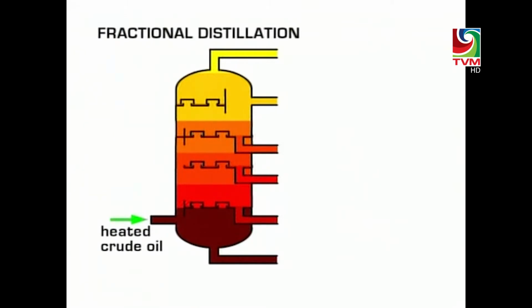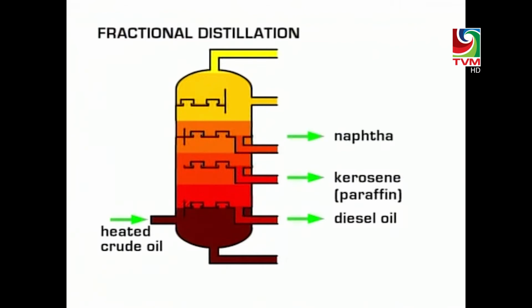Starting at the bottom, where it's hottest, the heaviest fraction with the most carbon atoms and the highest boiling point condenses first. That's diesel oil, used as fuel in diesel engines and in the manufacture of other chemicals. Next up is kerosene or paraffin, used in jet fuel or for heating, and in the manufacture of detergents. Next, naphtha, used to produce plastics. Then petrol, used in cars.